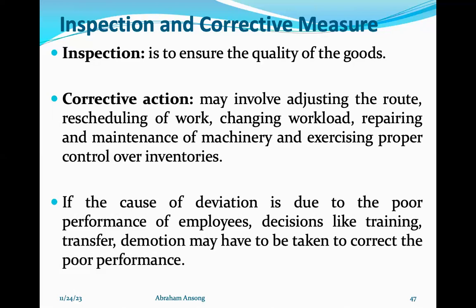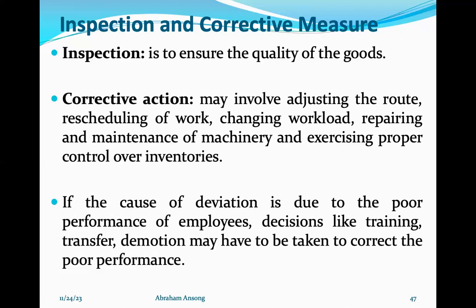Maybe the problem came from the routes that were established. Maybe upon inspection, the error is coming from poor scheduling. So you need to reschedule. Or it was due to poor workload. You need to think about that. It may be coming due to breakages or damages in machines and so on and so forth. You need to repair that and so on and so forth.